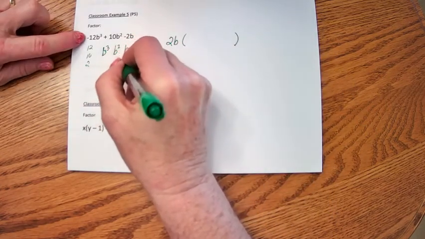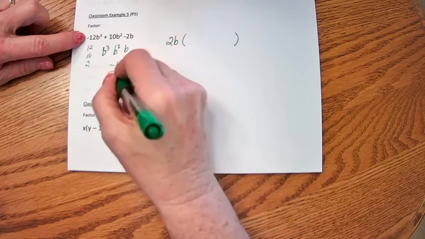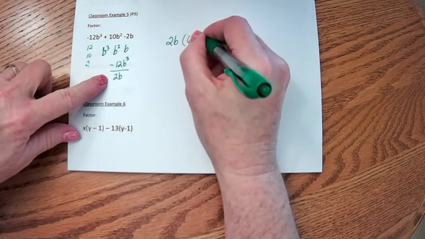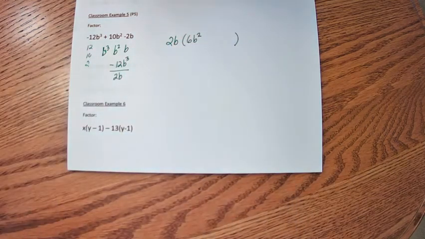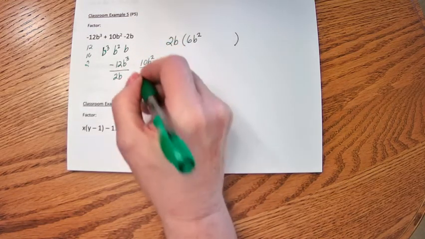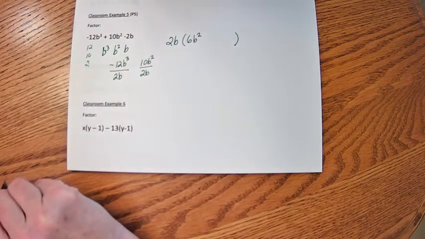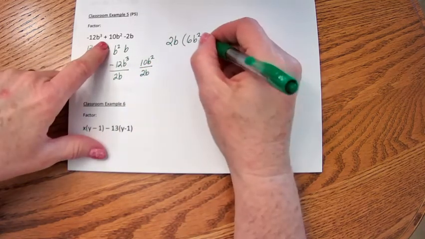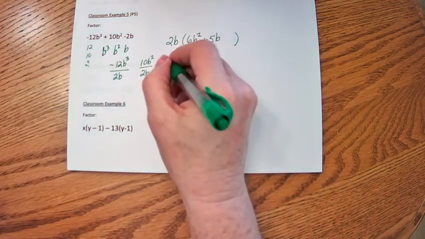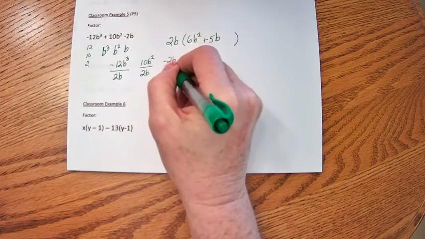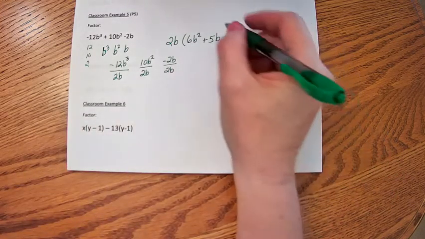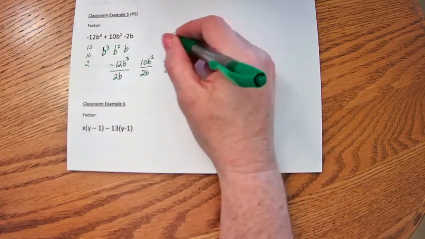So what is negative 12b to the third divided by 2b? That's going to be 6b squared. What is 10b squared divided by the GCF, 2b? That's going to be positive 5b. And then what is negative 2b divided by 2b? That's minus 1. So here I have factored.